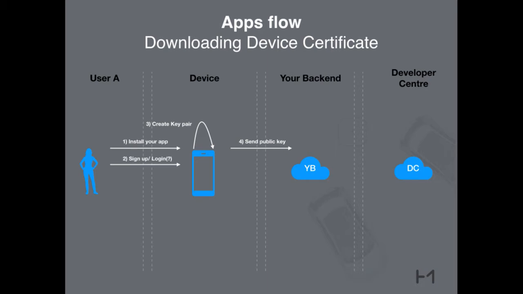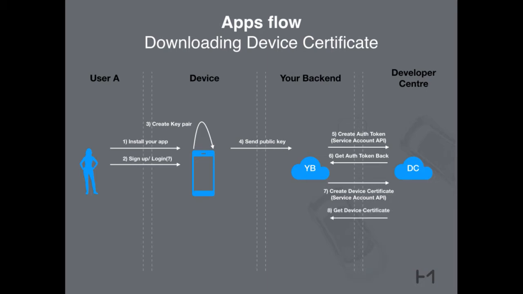You will send the device public key to your backend, and your backend can use the service API that we provide to create the access token and authorization token and the device certificate, and it returns the device certificate back to your backend. Then your backend is responsible to sync the device certificate to the appropriate user, keep it locally, and provide it to the phone SDK to use in the communication with the car.